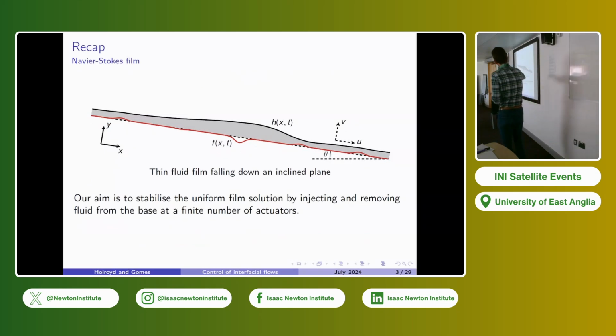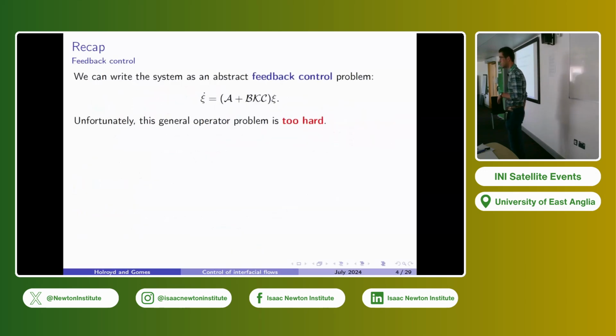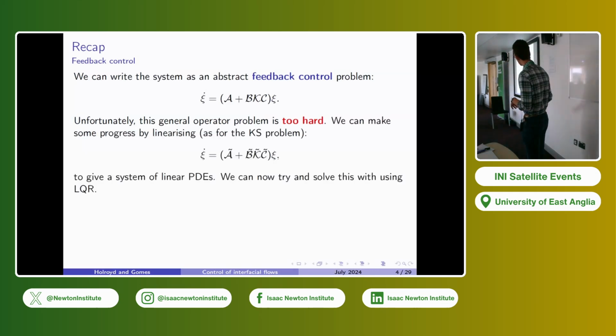We want to take 5, or well, M in general, actuators and stabilize the flat film solution of Navier-Stokes. And we'd like to do it with these feedback controls, which realistically we can only compute for systems of linear ODEs, or in very, very special cases, some linear PDEs, but not the sort of ones we're worried about here.